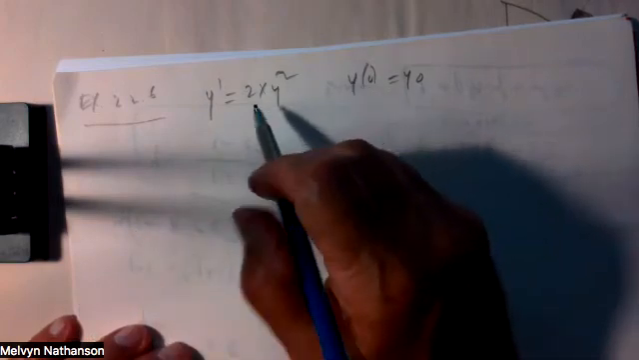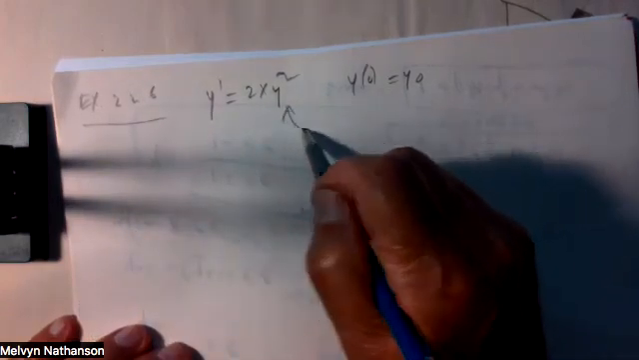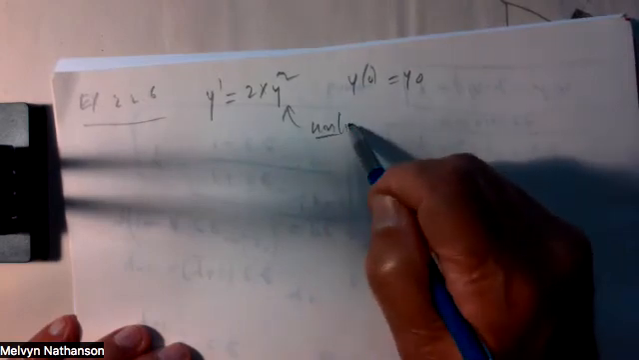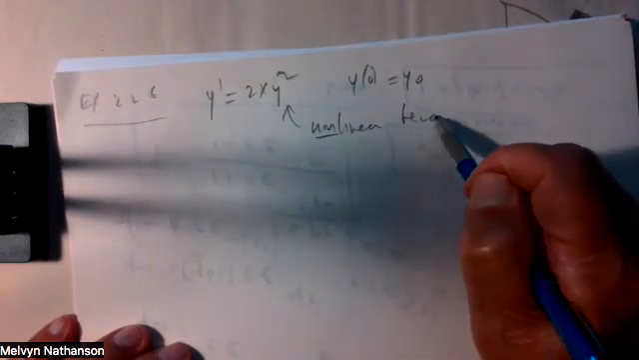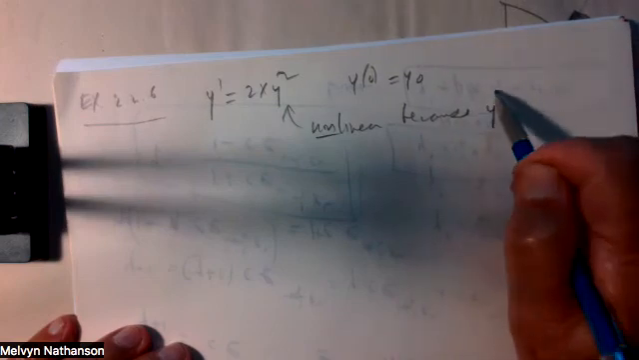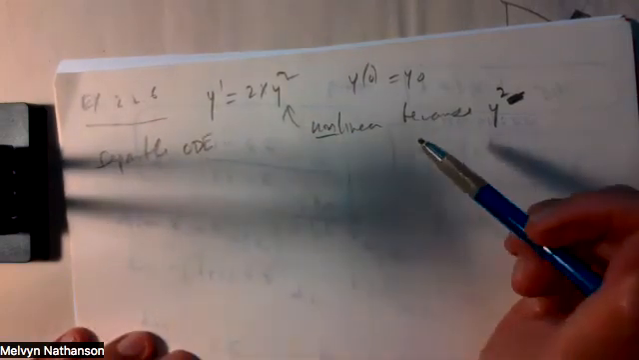So this is not linear, right? Non-linear, because you have y to the power 2. A linear equation only has y to the first power. But it's separable. This is a separable ordinary differential equation.